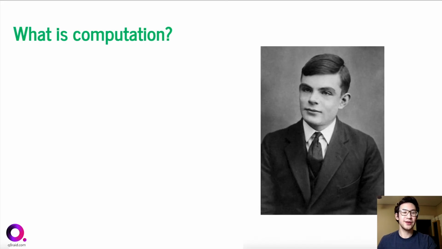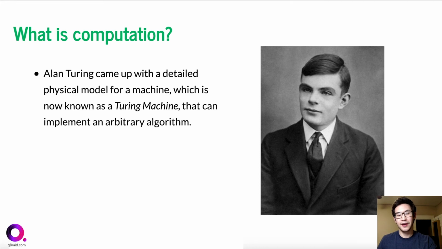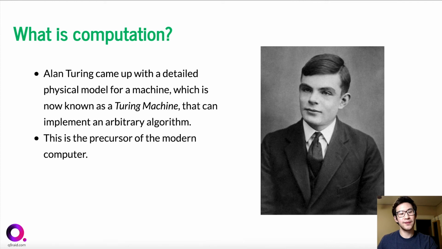Now, Alan Turing is considered to be one of the founding figures of computer science, of classical computing. He thought a lot about what it means to do computation. He came up with a detailed physical model for a machine that abstracted the salient features of the process of computation. So this model for a machine is known as a Turing machine, and it can implement any arbitrary algorithm.